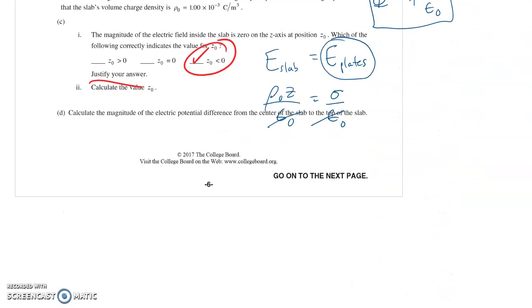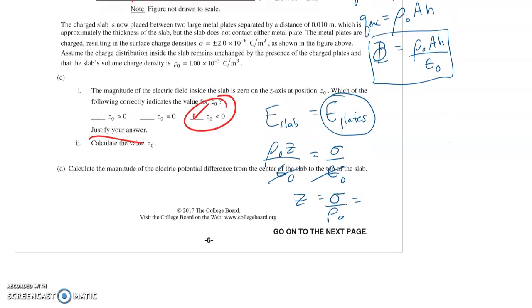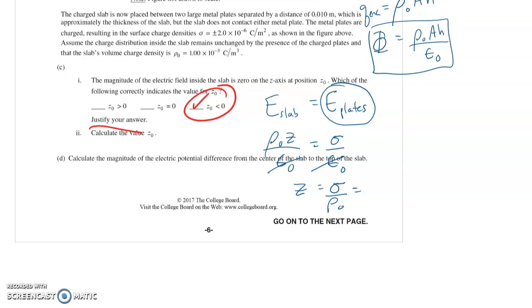Okay. So, the epsilon naughts cancel out, and so it looks as though Z is equal to sigma over rho sub zero. And since they actually give you some values for this, you should go ahead and calculate that actual number. So sigma is 2 times 10 to the negative 6, and rho sub zero is 1 times 10 to the negative 3. I can actually do this one in my head because 2 divided by 1 is 2, and 10 to the negative 6 divided by 10 to the negative 3 would be times 10 to the negative 9th.